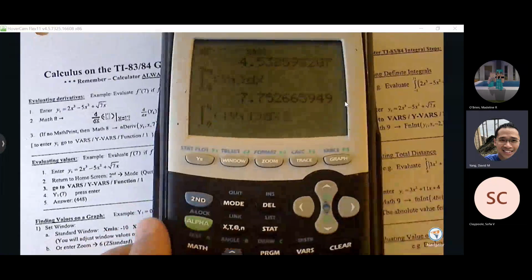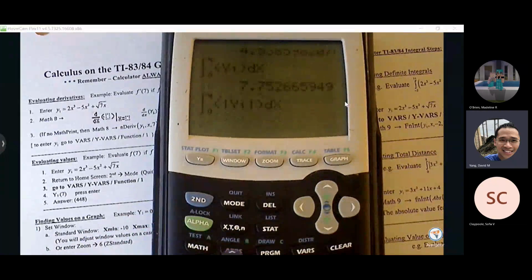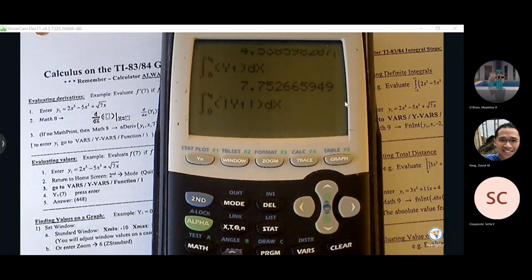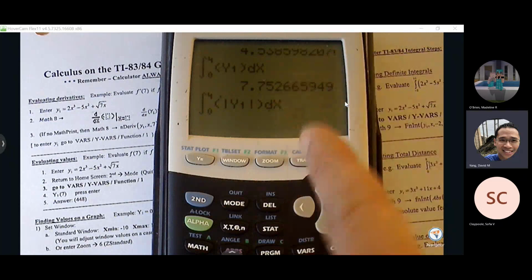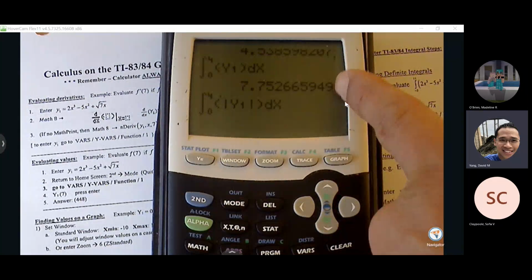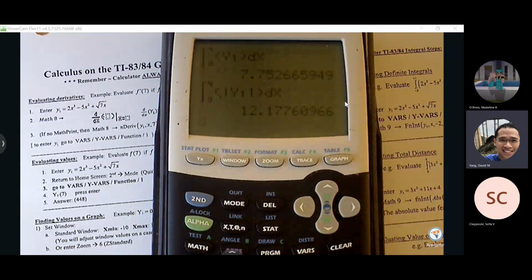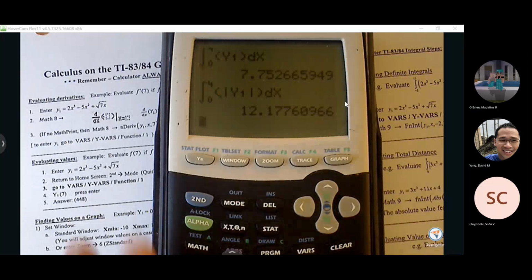So absolute value takes a little bit longer. For some reason, it just takes time to process. So it should be a larger value, especially if you're going back and forth. If your distance is the same as your displacement, that means this object never changes direction. It's just always moving to the right or always moving to the left. Okay, 12.177. Still meters though.